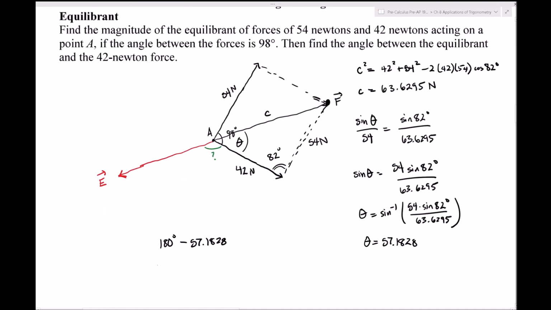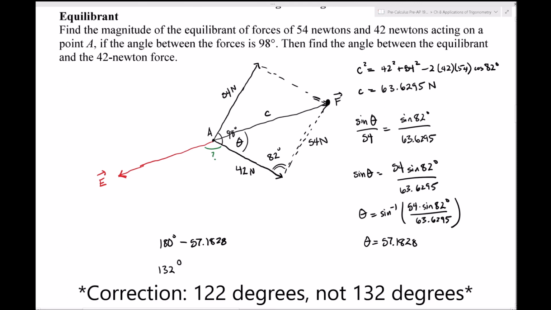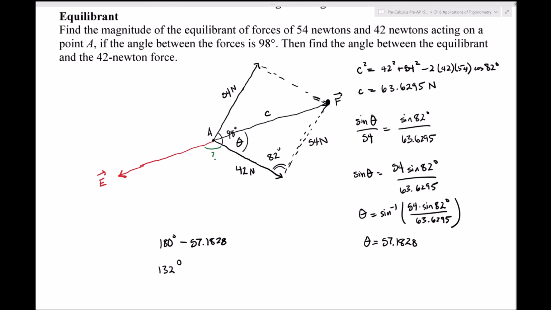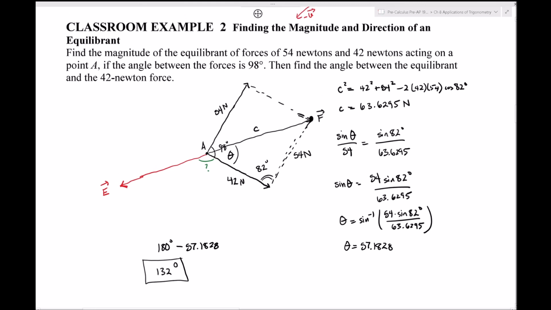And that would be what? 132 point... I would probably want to round anyway to the nearest degree. It's going to end up being 132 degrees if you round it. So it's 132.8172, but you would round that to just 132 degrees. And that would be it for this particular example number 2.